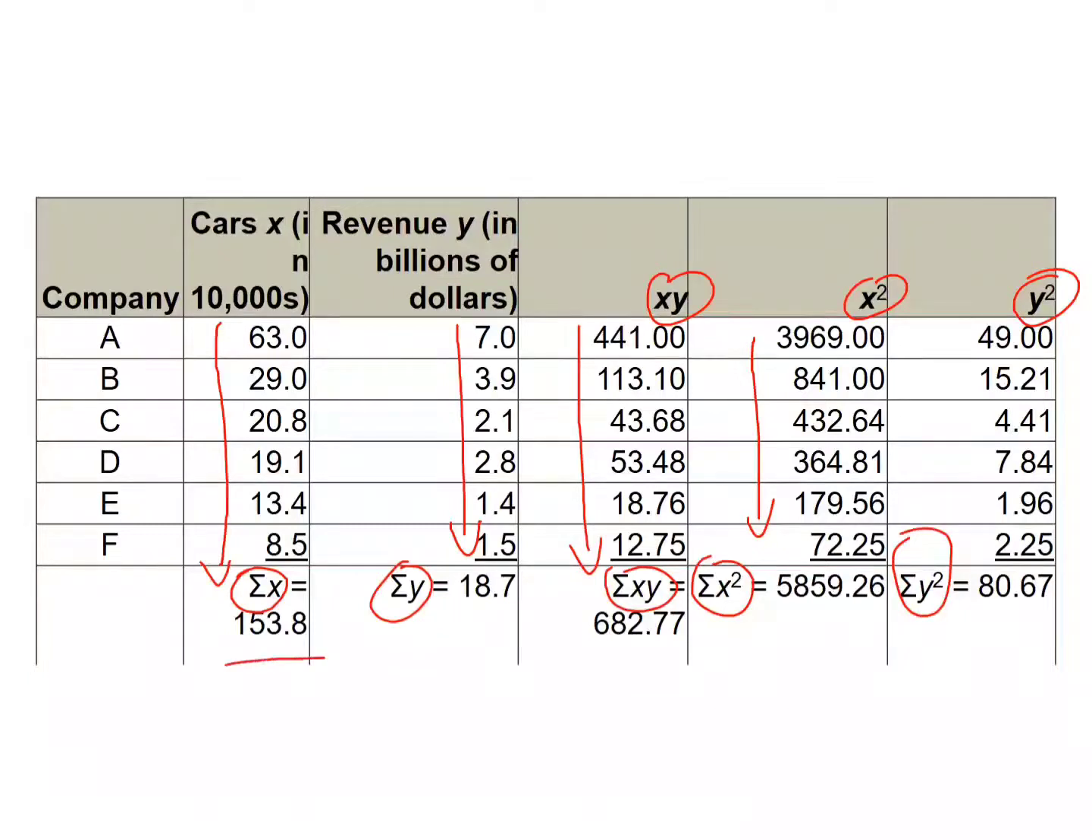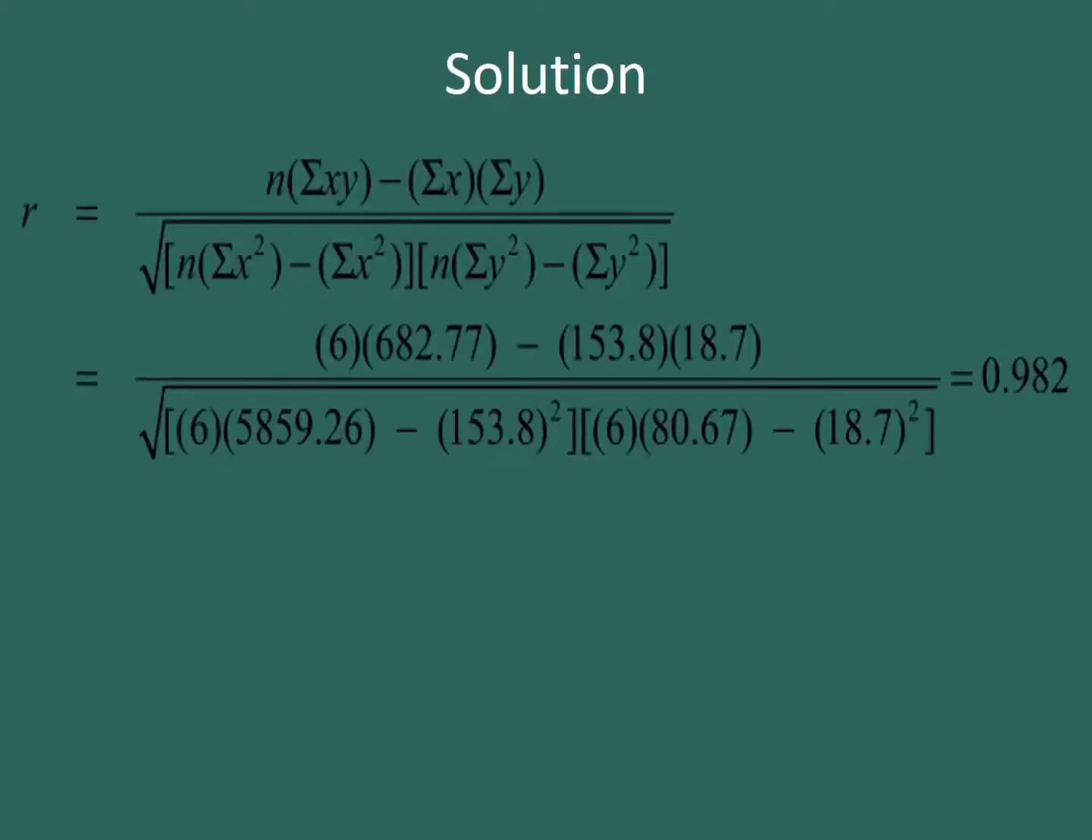Now you have every number you need. All you have to do is plug them into the formula. So again, here's where you place the sum of xy. N is the number of values that we had. We only had 6 data points. The sum of xy was 682.77. The sum of x was 153.8, and so on. You just input your numbers in your calculator, and we get a correlation number of 0.982.